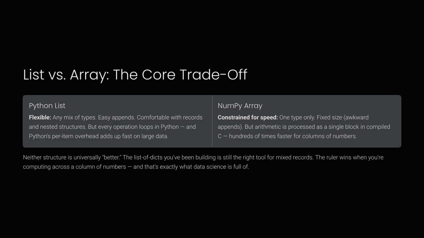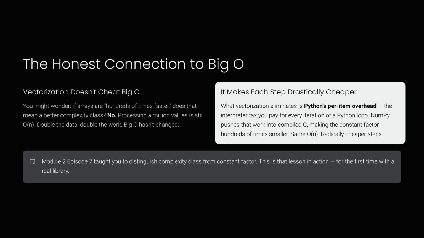There is a core trade-off here. Lists offer flexibility for mixed data, but NumPy arrays provide massive performance gains for numerical computation by eliminating Python's per-item overhead. Vectorization doesn't change the big O complexity class of your algorithm, but it makes every individual step drastically cheaper by moving the work into compiled C code.